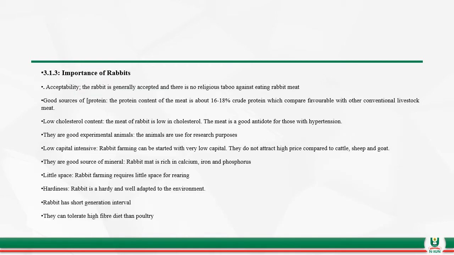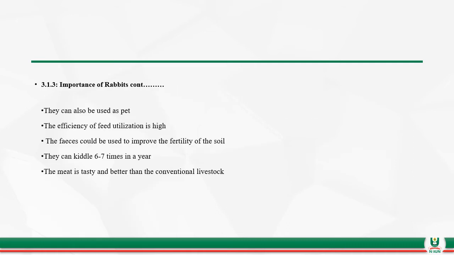Now we go to rabbits. They are acceptable. They are good sources of protein. They are low in cholesterol. They are good experimental animals. Low capital is required to start a rabbitry. They are good sources of minerals. They need little space. They are hardy. They have a short generation interval and they can tolerate more fiber than poultry.